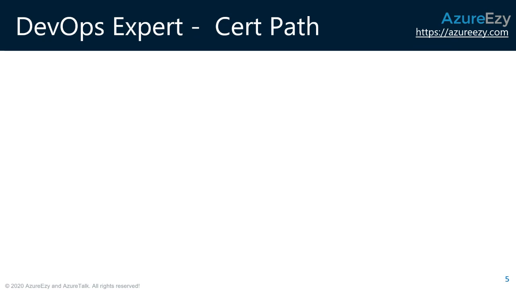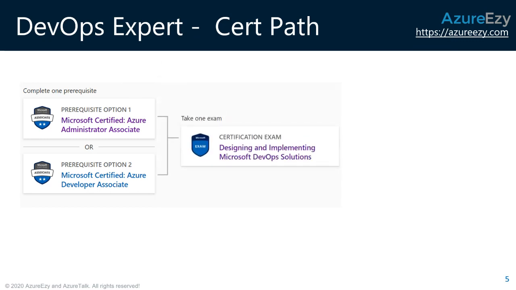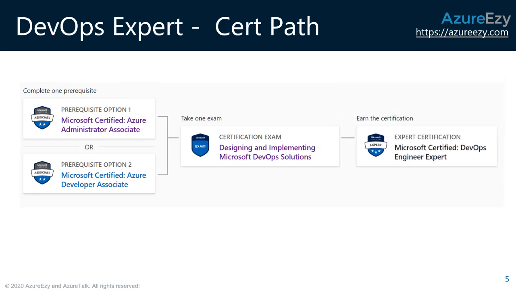Yeah, so the path is, you need to go through one of the prerequisites, either AZ-104, that is Azure Administrator Associate, or Azure Developer Associate, that is AZ-204. So any one of the exams that you have, and then if you take AZ-400, for which we are taking the training, then you will be eligible to get the badge of DevOps Expert.